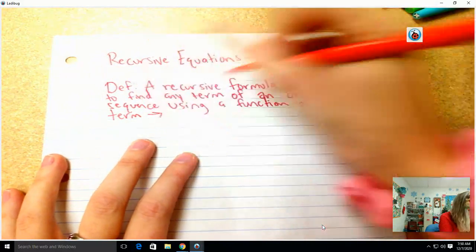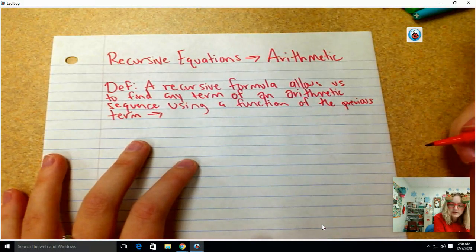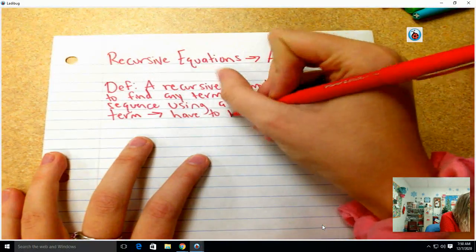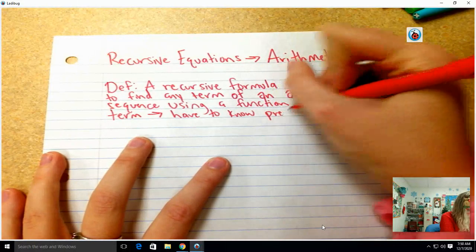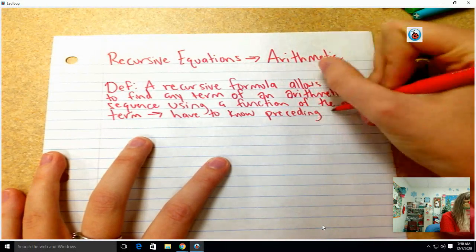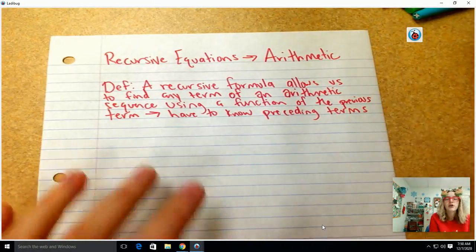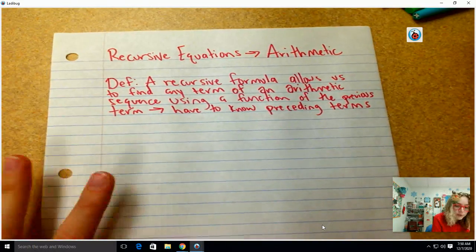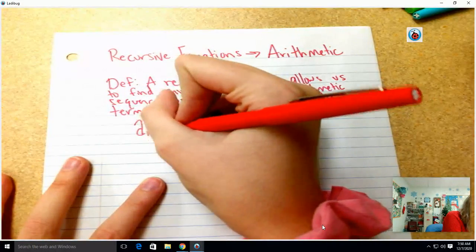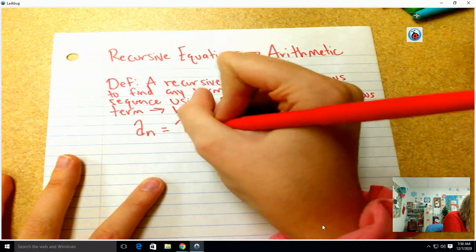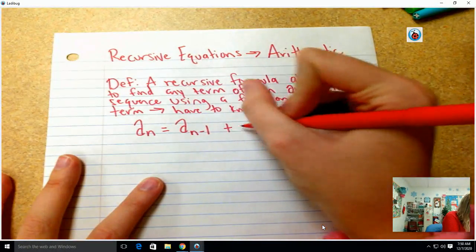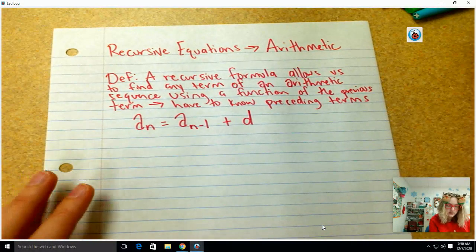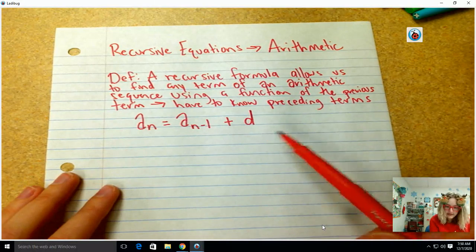So in layman's terms, you have to know preceding terms in order to use this. So for instance, if you wanted to know term 5 of the sequence, you'd have to know term 4 in order to use this formula. So the formula for this is going to be a subscript n equals a subscript n minus 1 plus d. Okay, so again, add this to a formula sheet that you should be creating.